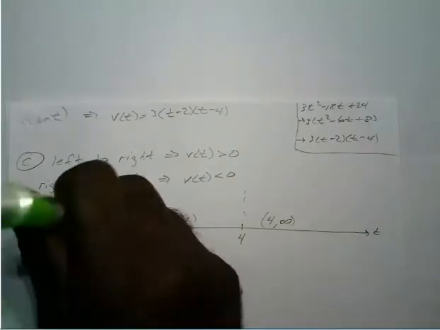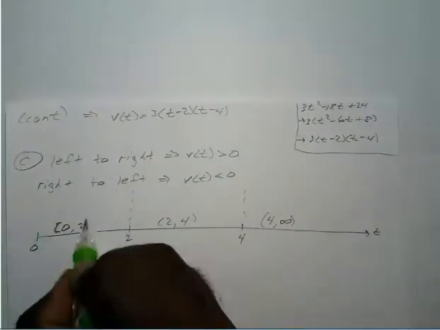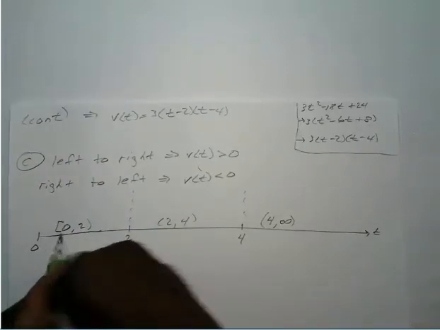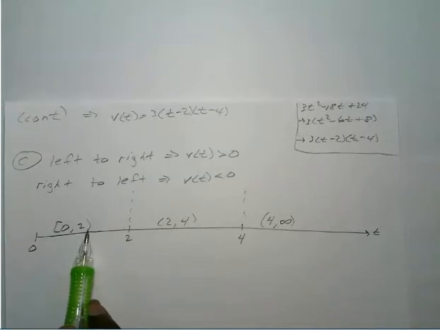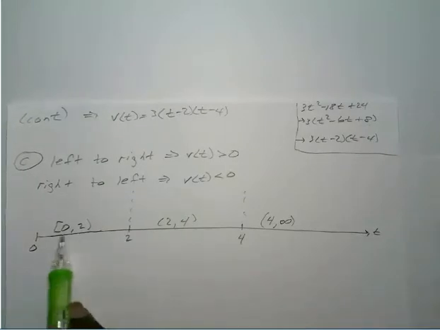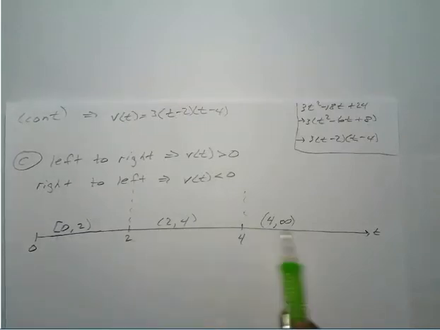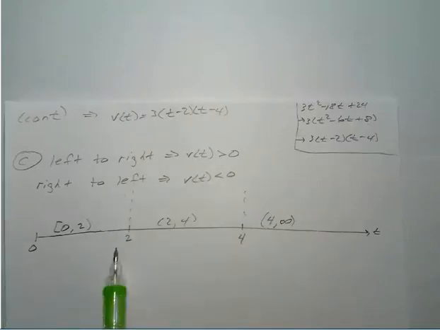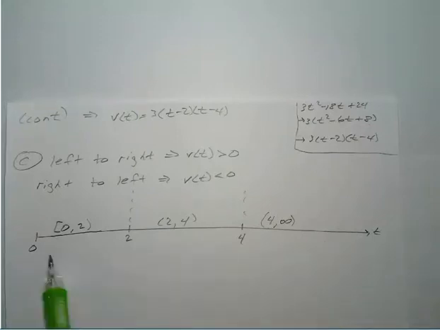Oh, it doesn't equal 2. Let me clean that up just a little bit. I changed it from the bracket to the parentheses, because remember, it can't equal 2. If t is equal to 2, then you have a velocity of 0. We're just looking for whether in these intervals the velocity is left to right, positive, or right to left, negative. If it's positive, it's going this way. If it's negative velocity, it's going that way.